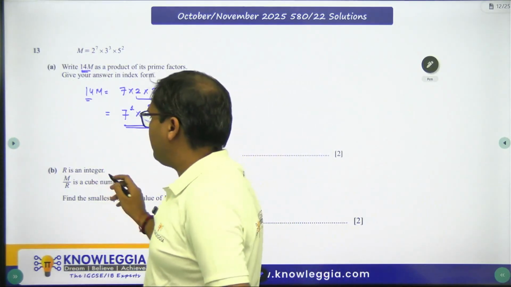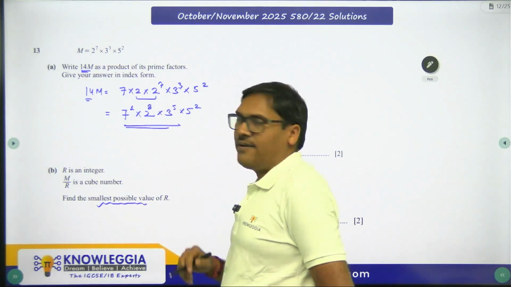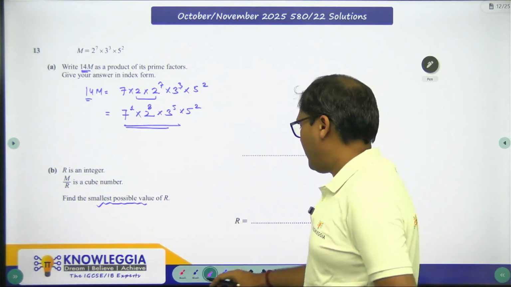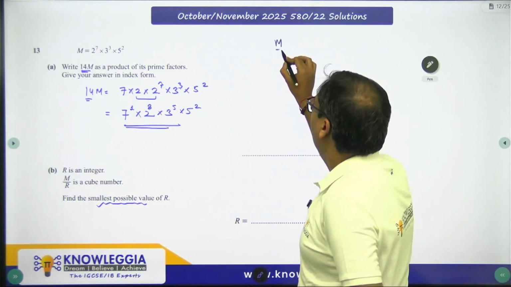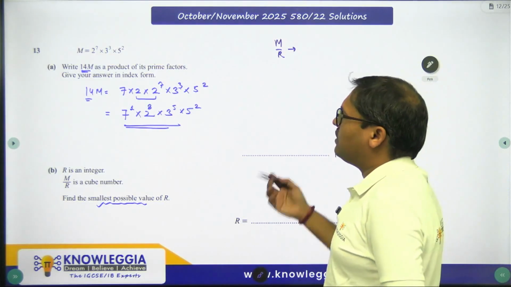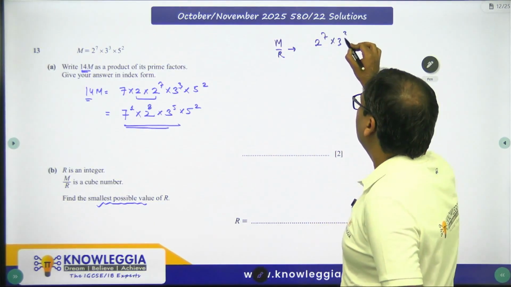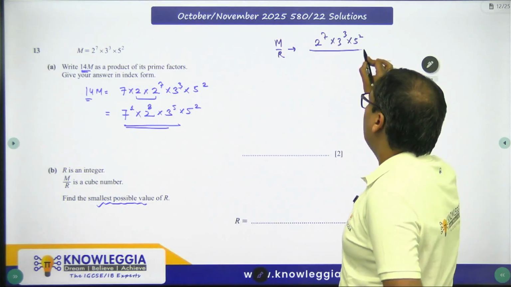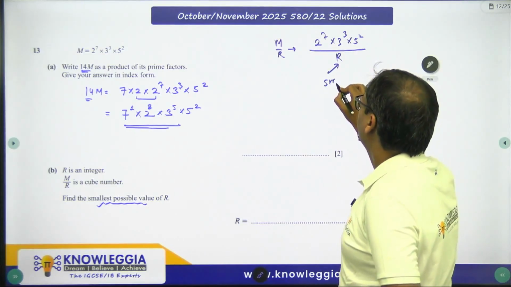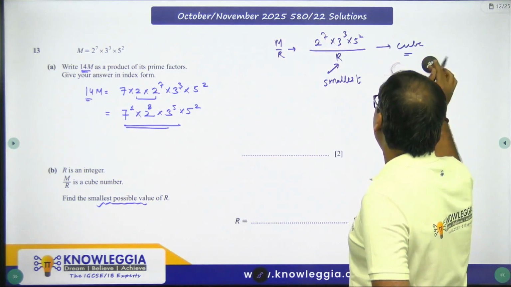Now next question is, R is an integer. M by R is a cube number. Find the smallest possible value of R. So what you can see here is, you have to make M by R a cube number. Okay. Now what is M? This is 2 raised to 7 multiplied with 3 raised to 3 multiplied with 5 raised to 2, divided by R. Now R has to be the smallest number, and M by R has to be a cube number.